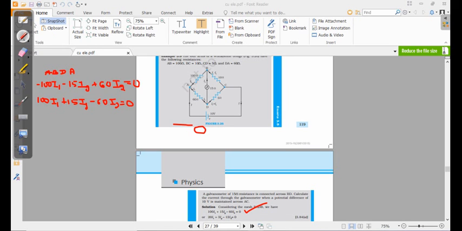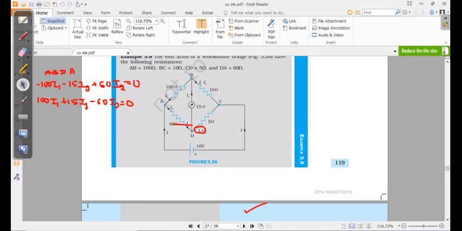Similarly we have to go for the other loop also, that is BCDB. Here also it contains the resistance values.